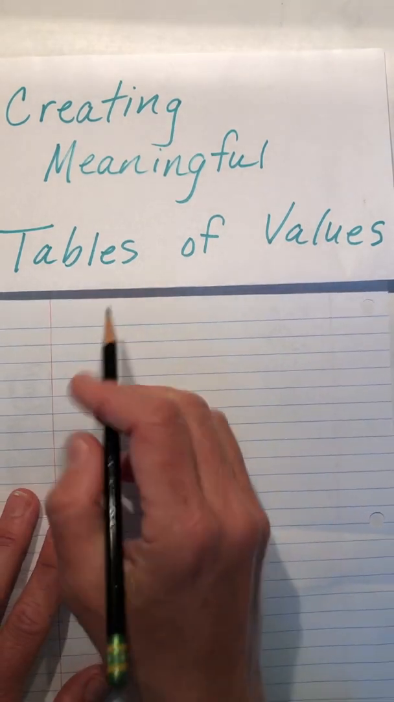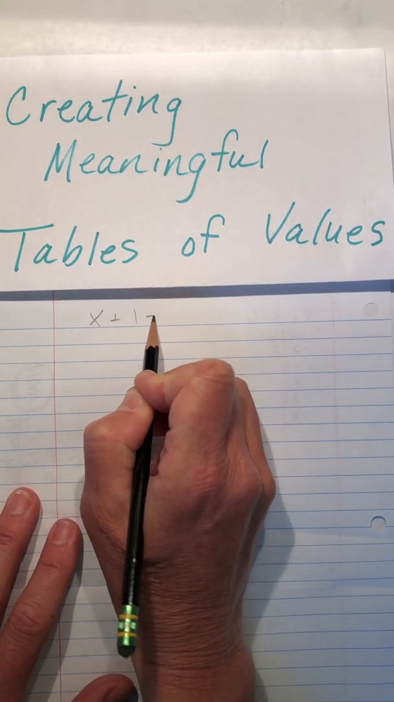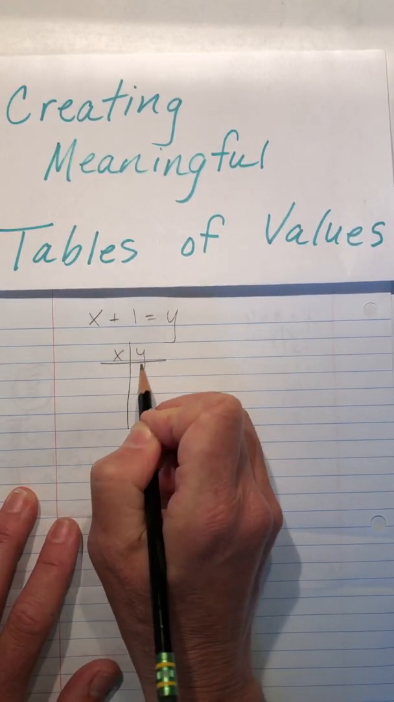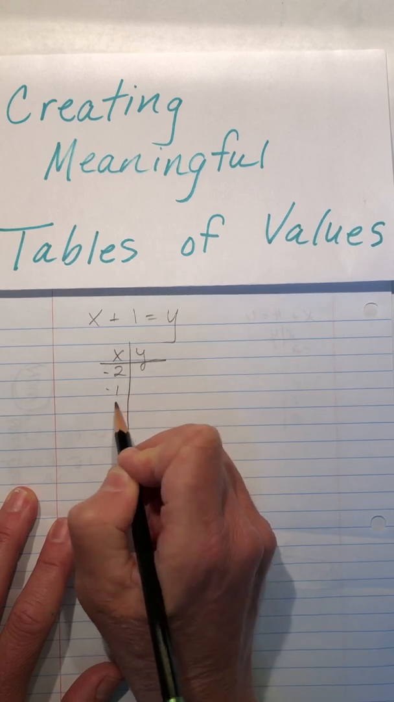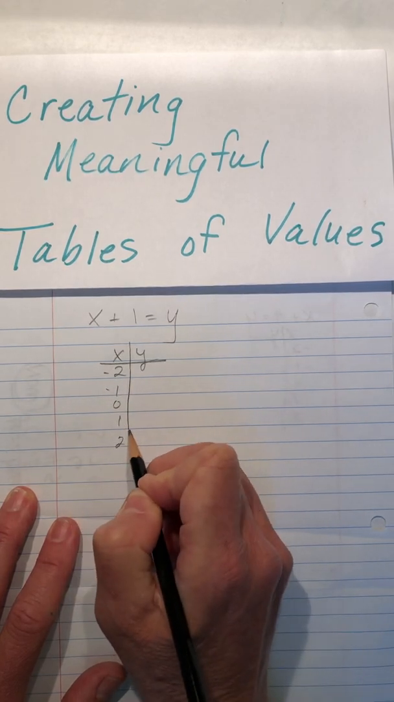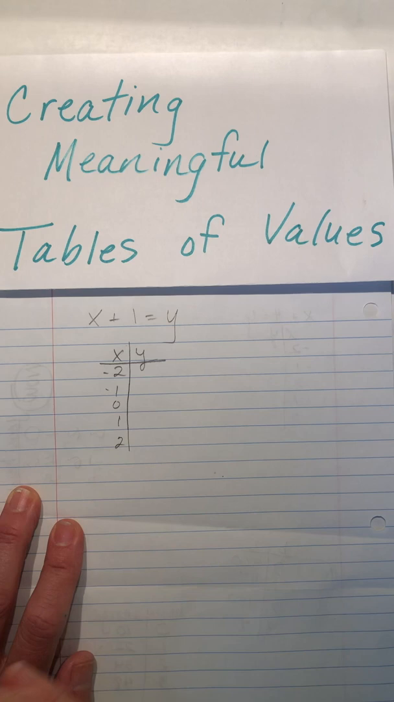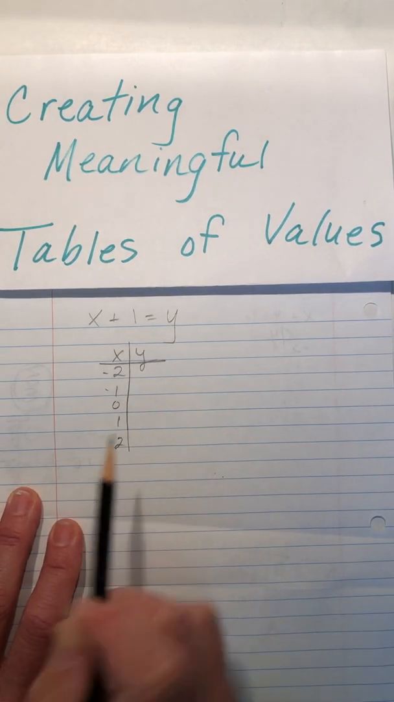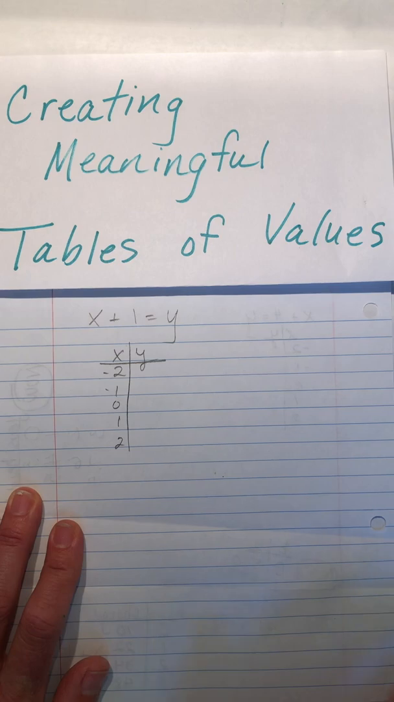Today we're going to talk about creating meaningful tables of values. Now we've created lots of tables of values in the past. For instance, I could give you some random equation like this. Nice, easy one. And remember, I always asked you to use -2, -1, 0, 1, and 2, because that would center your graph around the origin. These numbers don't always make sense when we're talking about a word problem, and I'll show you what I mean.